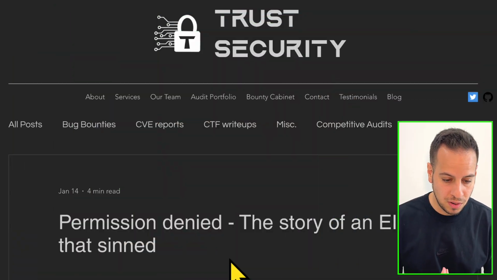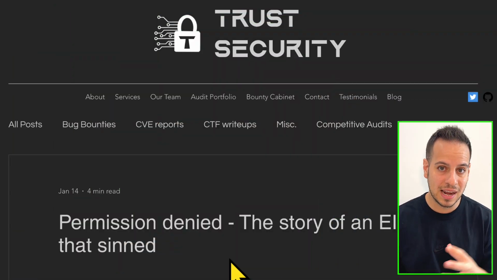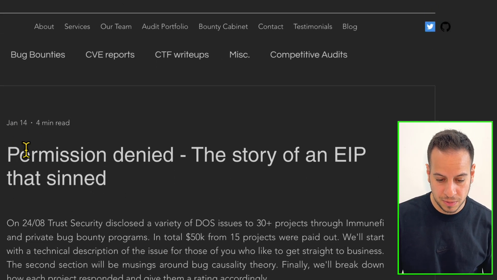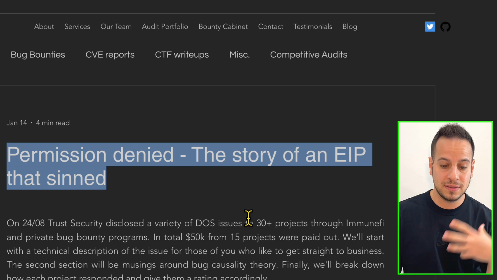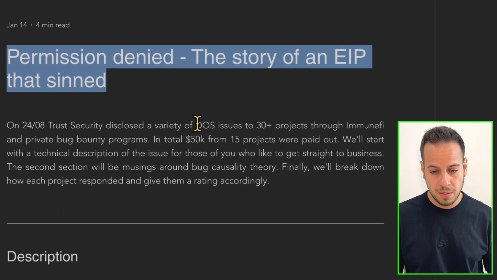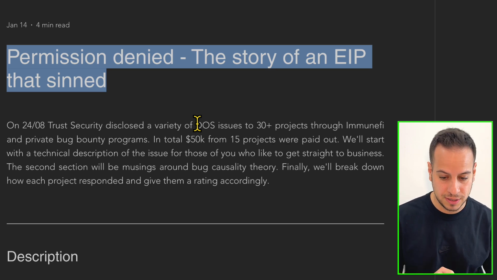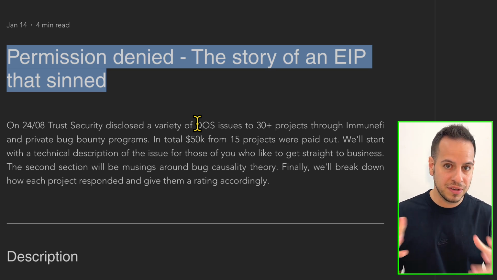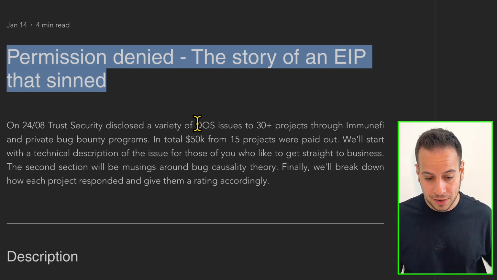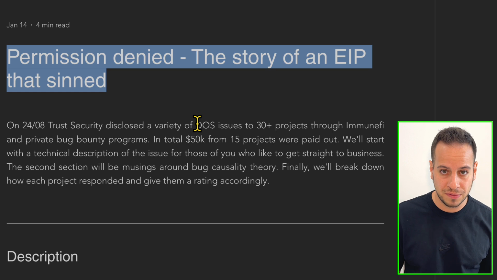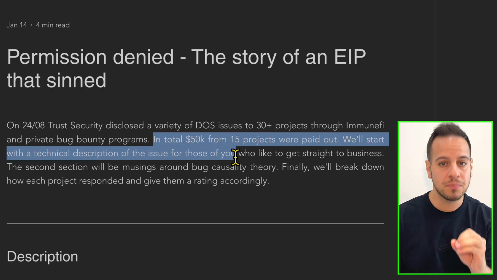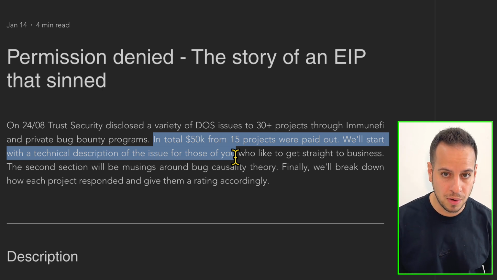A very nice example of a recent attack class that was discovered by Trust Security is this article from January 14, Permission Denied, the story of an EIP that sinned. In short, this is a denial of service bug that was found by someone from the Trust Security team, and eventually they figured out that they can apply this vulnerability on 30 plus projects on Immunefi and also more projects that are not in Immunefi, which is a bug bounty program. And eventually they were able to earn $50,000 from 15 projects that allowed them to get a bounty for this particular bug.